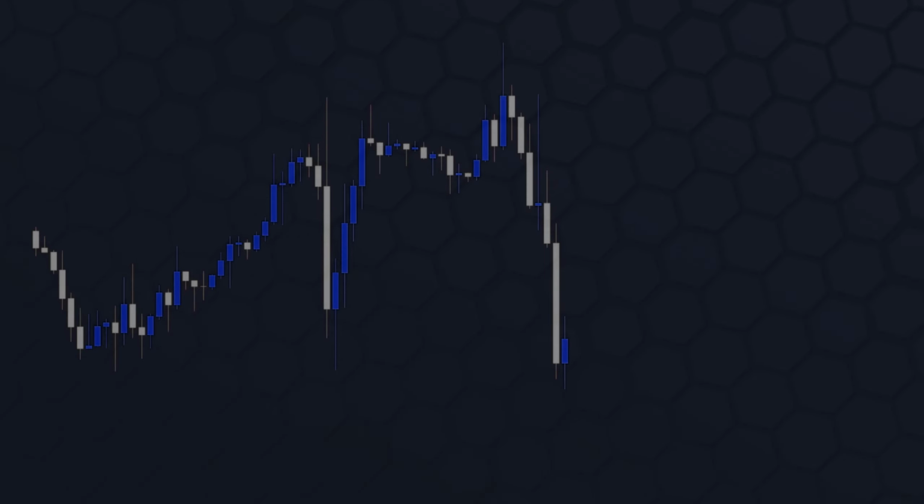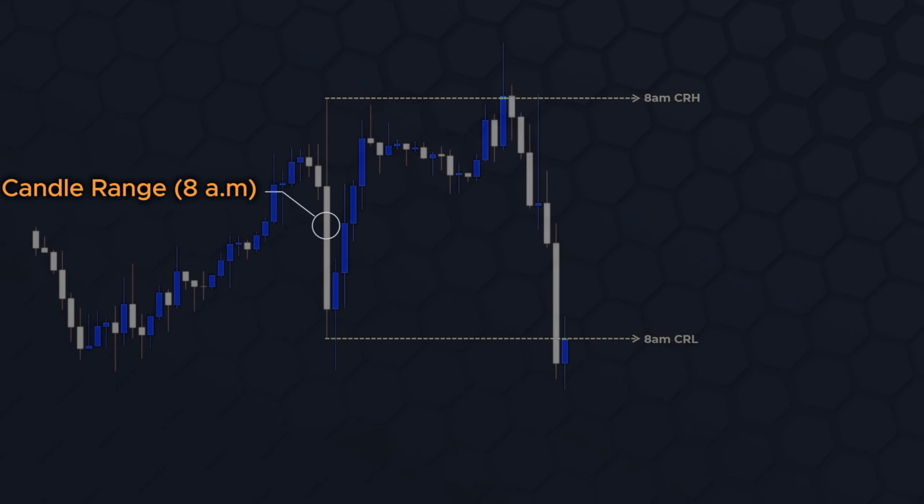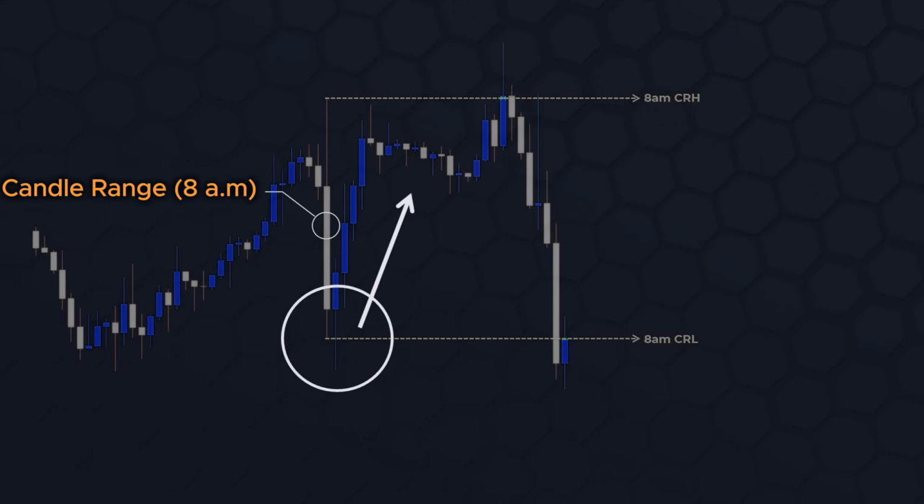Here we have the euro-dollar 1-hour time frame on the screen. As you can see, we have a perfect CRT model based on this 1-hour 9 a.m. candle. We have all three steps of the power of 3: accumulation, manipulation, and distribution. After forming this large candle as CRT's range candle, we can see that the price swept the liquidity accumulated below the first candle with a wick, then closed inside the range, and after that price immediately pushed to the high of the candle range. Let's see.